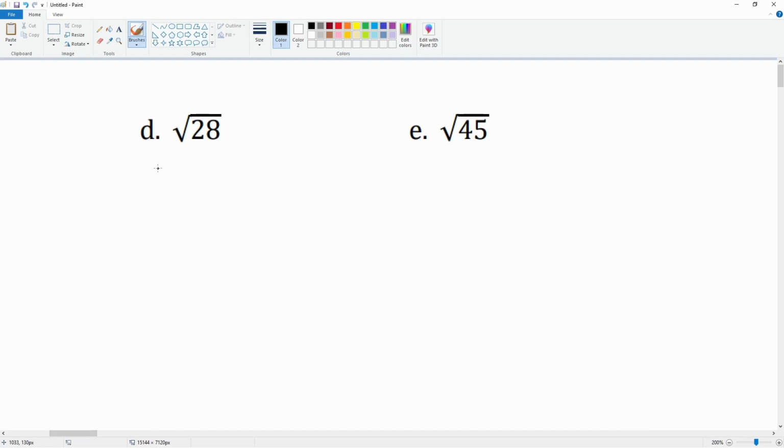D. Radical 28 can be broken up into 4 times 7. So it's radical 4 times radical 7. Radical 4 simplifies into a 2. Nothing happens to that radical 7.